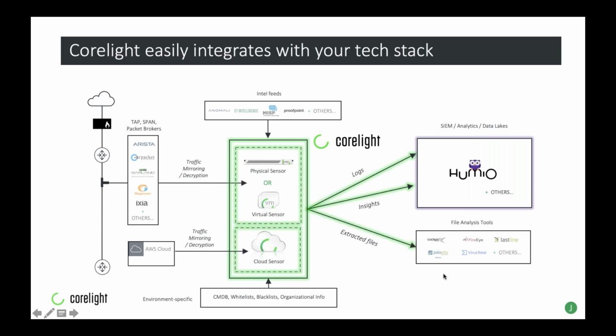From a quick deployment perspective, Corelight is out of band, so we rely on upstream packet brokers or traffic mirroring capabilities to be able to feed us the live copy of traffic. We offer a suite of sensors in physical, virtual, and cloud format that actually take those raw packets, process them, and turn them into the logs, extracted files, and custom insights that I just talked about.